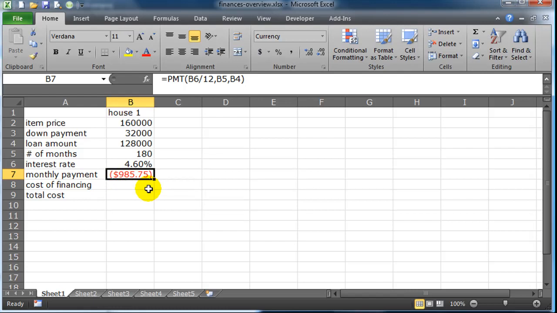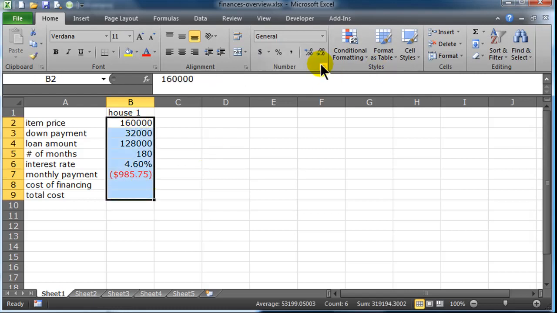When you're working with accounting and finance, money that leaves you is a cash outflow and is expressed as a negative. Money that you take in is a positive. That's a cash inflow. Well, the $128,000 that I borrowed, that's technically a cash inflow. Somebody gave me that money, so now I have to pay it back. So the inflow is expressed as a positive, and the outflow is expressed as a negative.